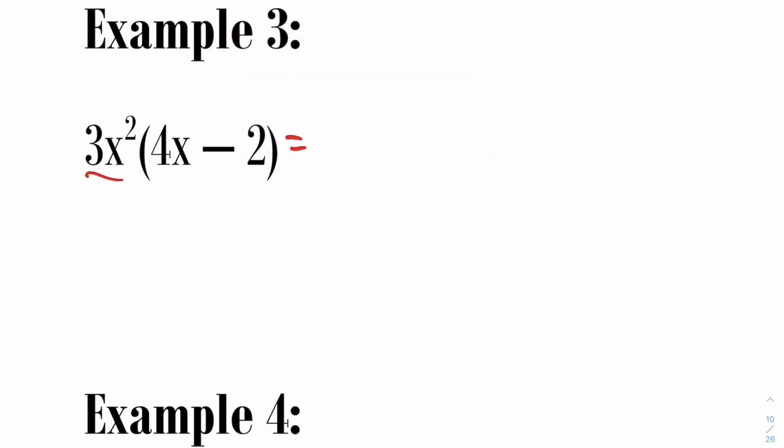We have 3x squared on the outside. It's going to multiply each piece on the inside. So that's 3x squared times 4x. And then we have a minus sign, so let's copy that sign over here on the right. Minus 3x squared times 2.